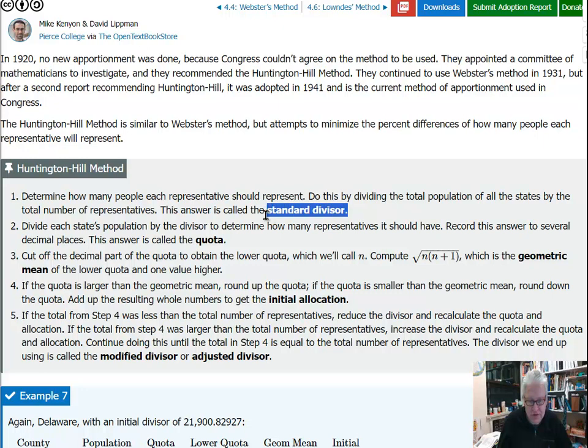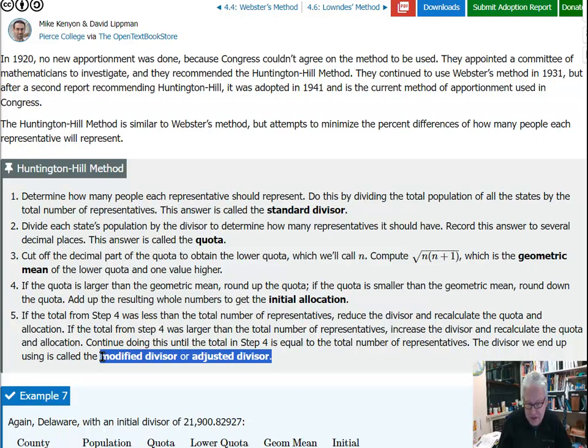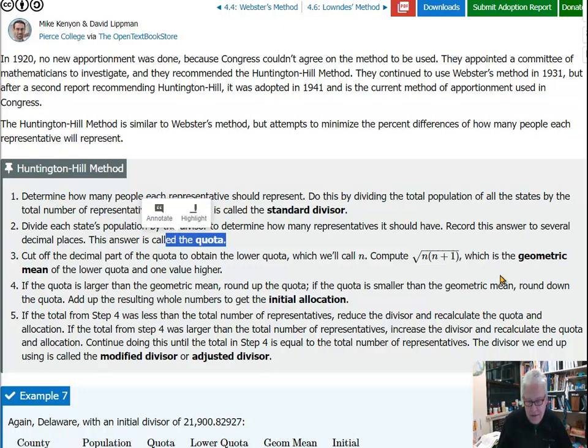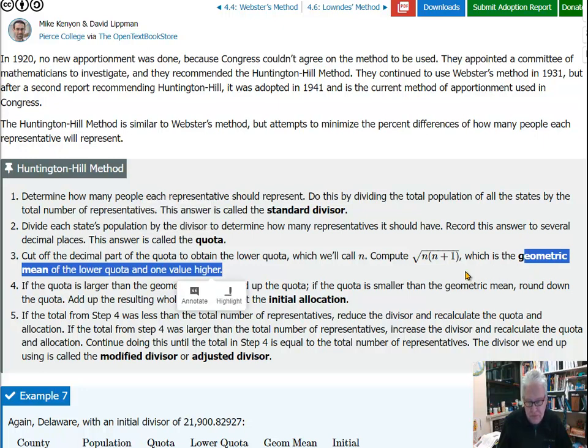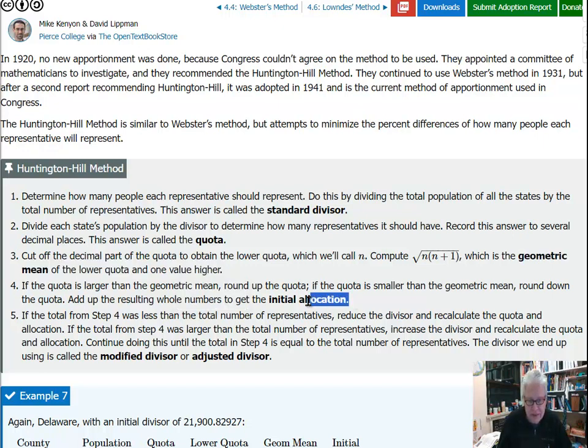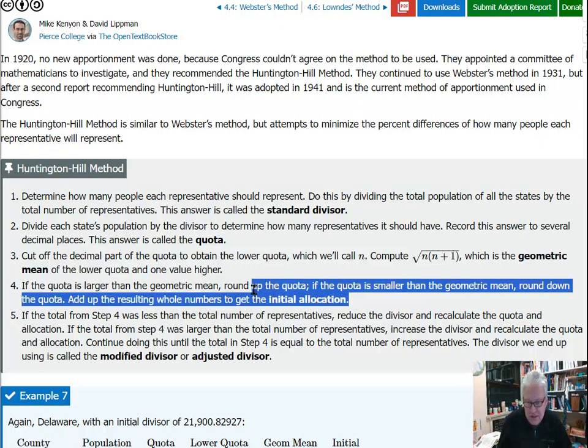So I will show the standard divisor, which I will call quite often the modified or adjusted divisor. Just before it becomes modified or adjusted, it will be the standard. Then the standard quota, then the geometric mean, which as you see is the square root of n times n plus 1, n being perhaps the number of seats in the House of Representatives, so an integer number, times another integer number, 1 up. Take the square root; I will also show that. And then the initial allocation of the seats, which I will just call seats. Then there's a 5th step.